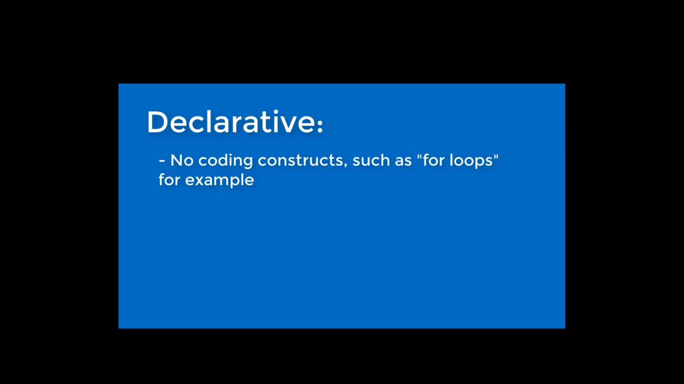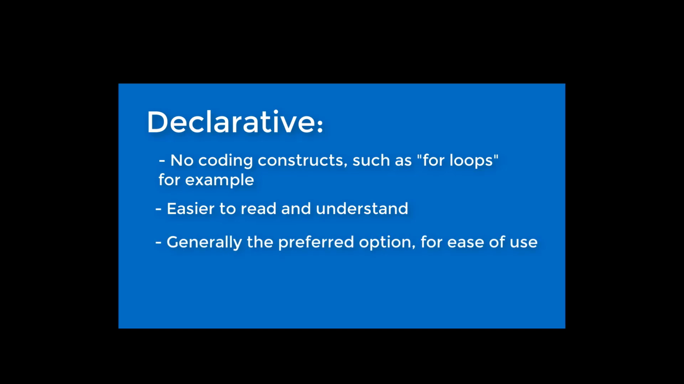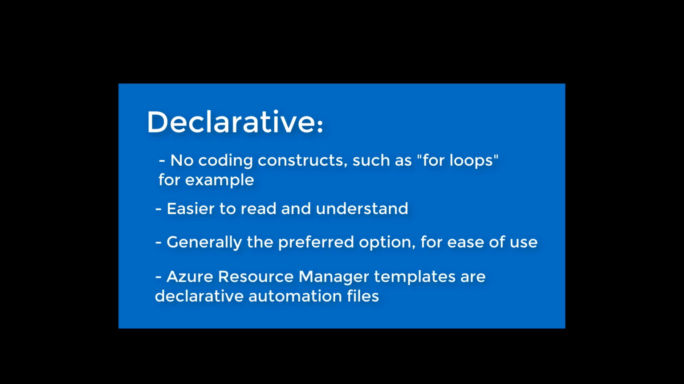The declarative approach abstracts away the methodology of how a state is achieved, and as such, it can be easier to read and understand what is being done, as well as making it easier to write and define. A declarative approach would generally be a preferred option for ease of use. Azure Resource Manager templates would be an example of an automation file using a declarative approach.